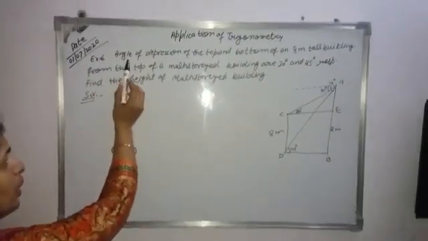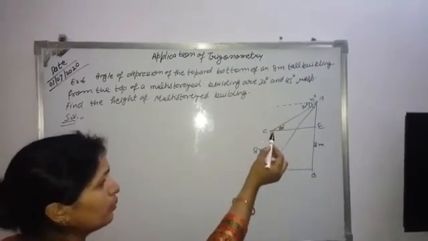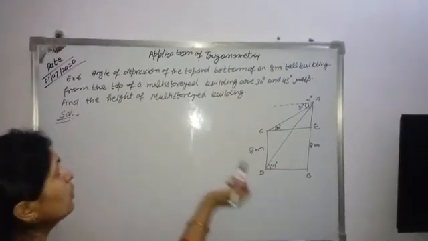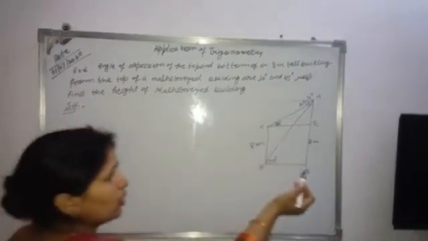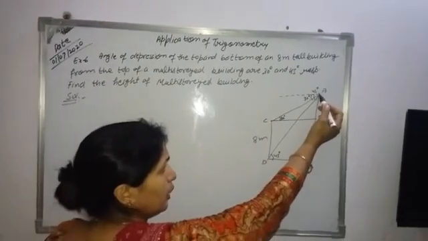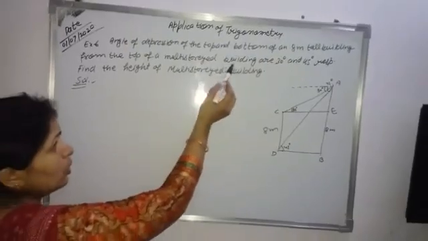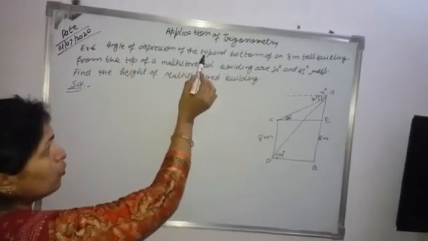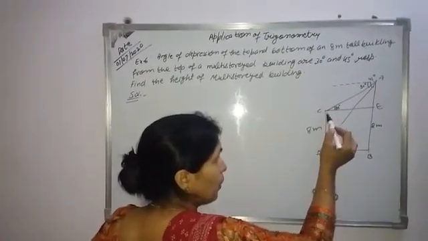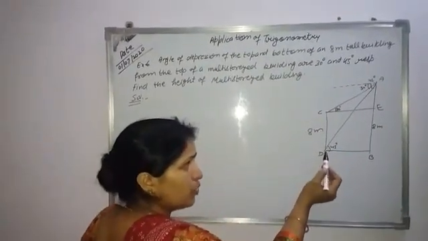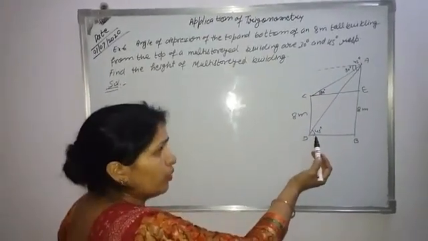In this example, we have the angles of depression to the top and bottom of an 8-meter tall building. Here DC is the 8-meter tall building. From the top of a multi-storied building, at point A, the angles of depression to the top and bottom of the 8-meter tall building are 30 degrees and 45 degrees.